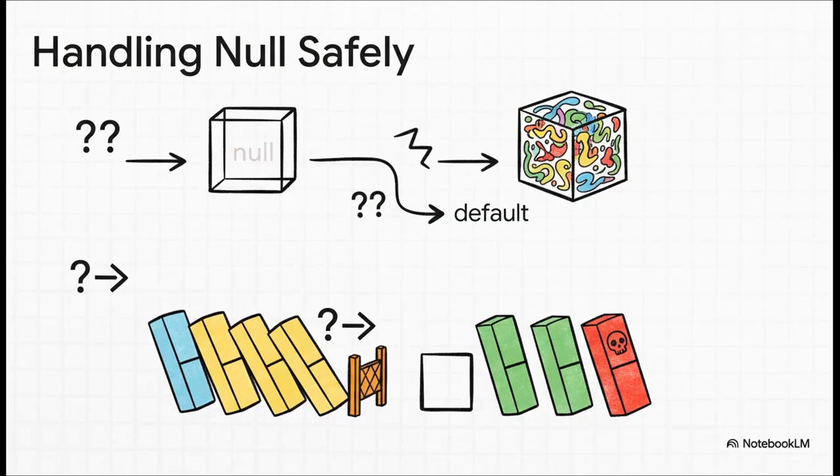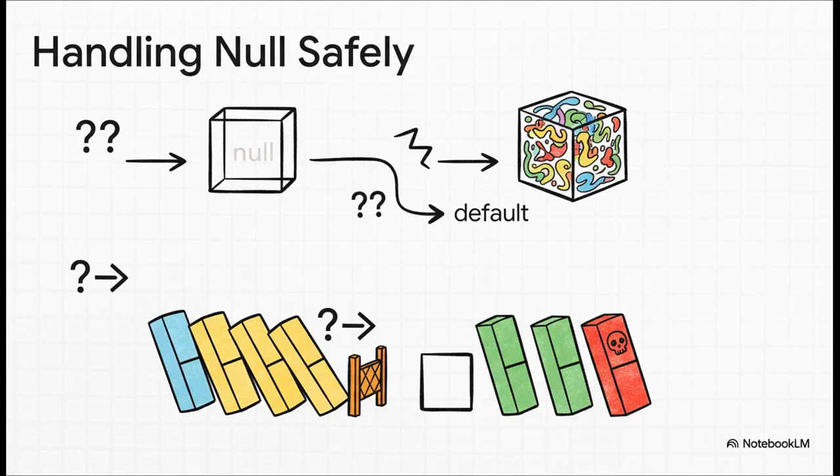Modern PHP also gives us some amazing tools for handling one of the biggest headaches in programming: null values. The null coalescing operator, that double question mark, is such a clean way to set a default value. Instead of some clunky if statement, you just say variable, double question mark, default, done.